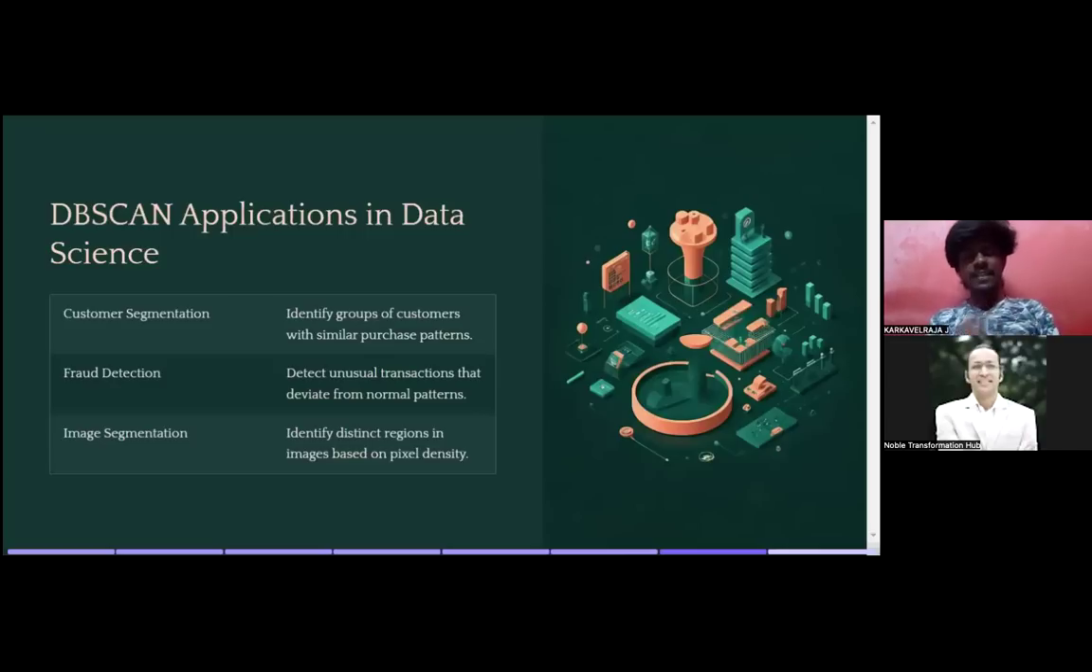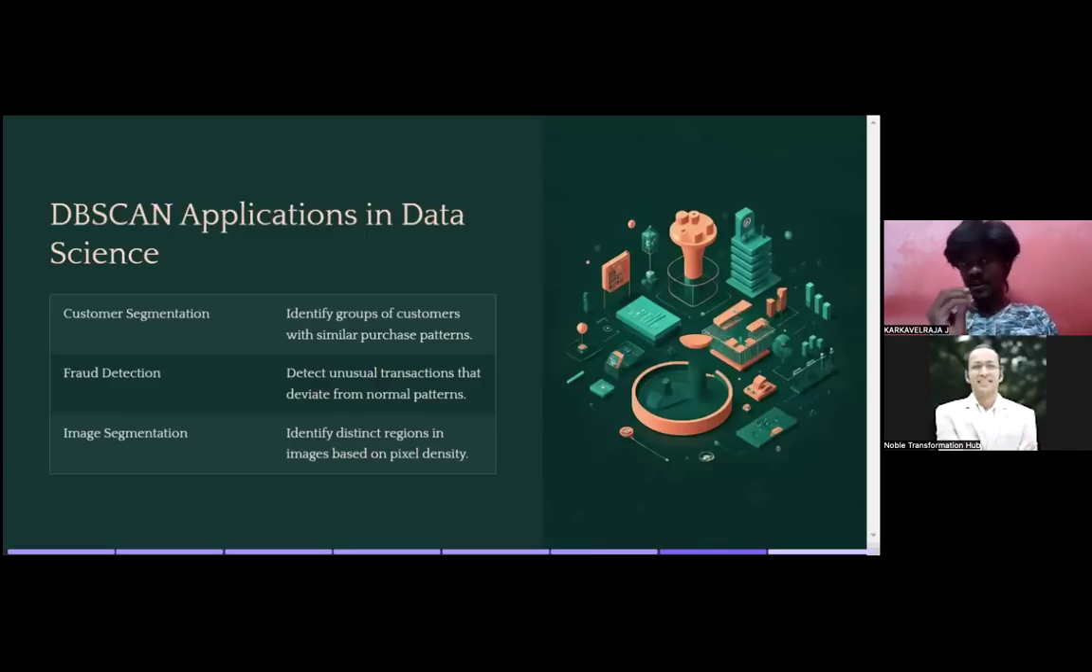Image segmentation: identify distinct regions in the image based on pixel density. Since it is density based clustering, in the entire frame, the place where I hold, the cluster density will be much higher compared to the background. When it detects high density, you can predict there is some object. Using DBSCAN, you can do this. This is called image segmentation; we are segmenting the object from the background of the original image.